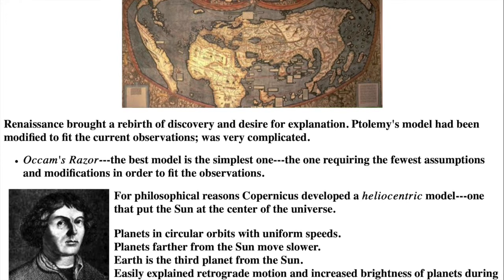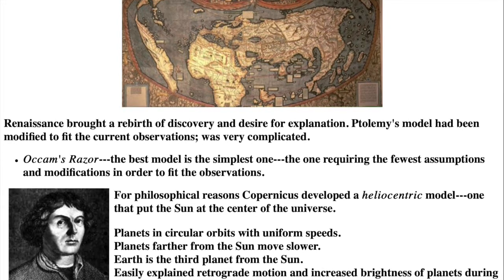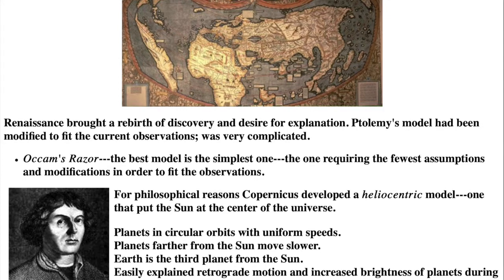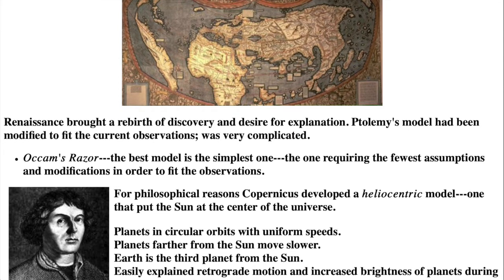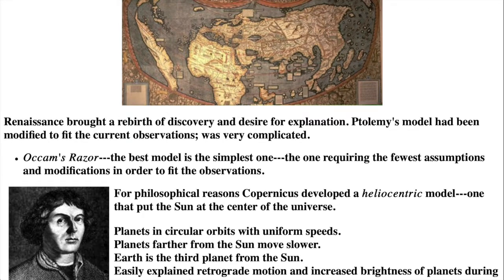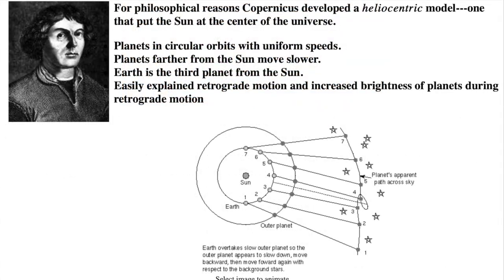He still retained the idea of planets moving with uniform speed in circular orbits. The planets farther from the sun moved slower. Earth became a planet, the third planet from the sun. His model easily explained retrograde motion as an optical illusion that happens as we pass by the planet. That also explains why the planets appear brighter when they're undergoing retrograde motion.